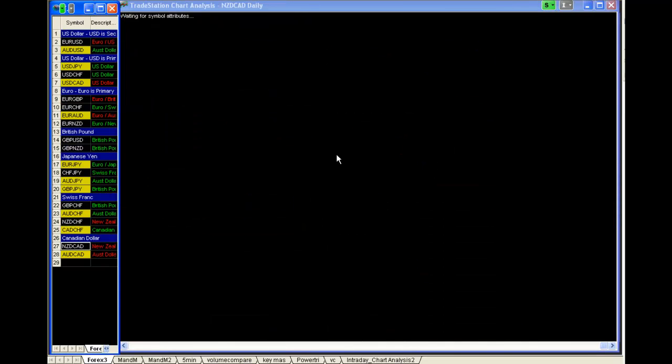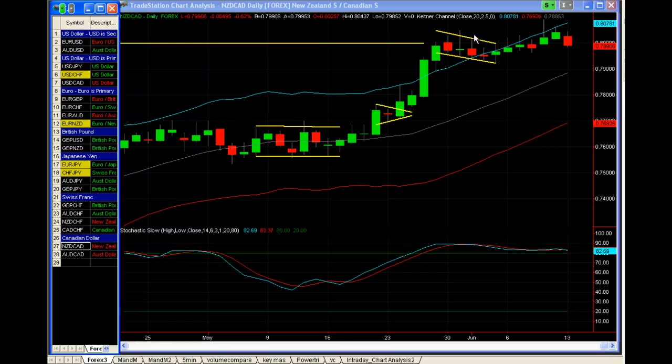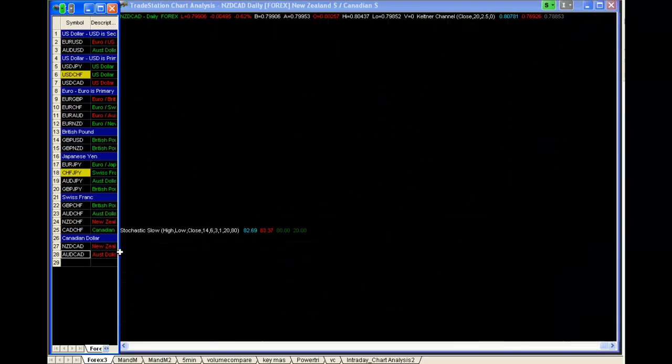Here's the New Zealand dollar versus the Canadian dollar. This was a flag that actually worked. It didn't have a big target to it, but you could see here, once again, it's just not a lot of commitment on these days. And then finally it spiked up last Thursday.